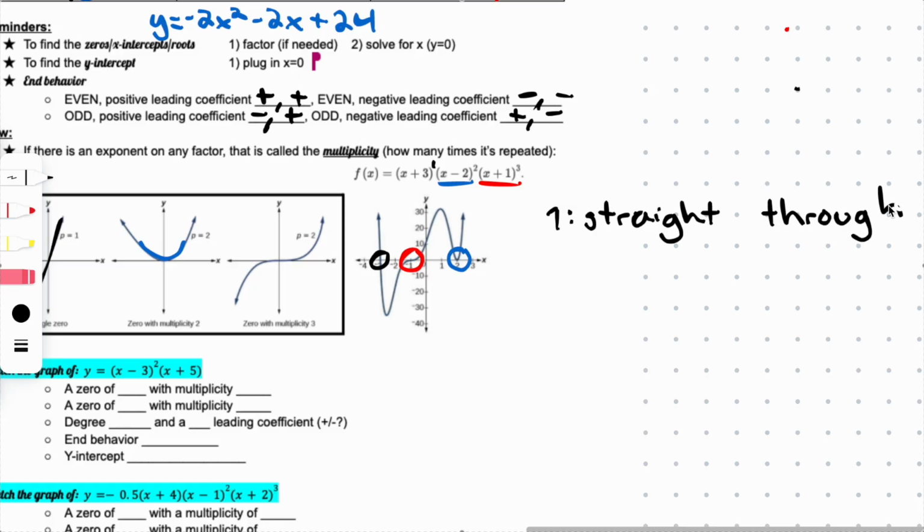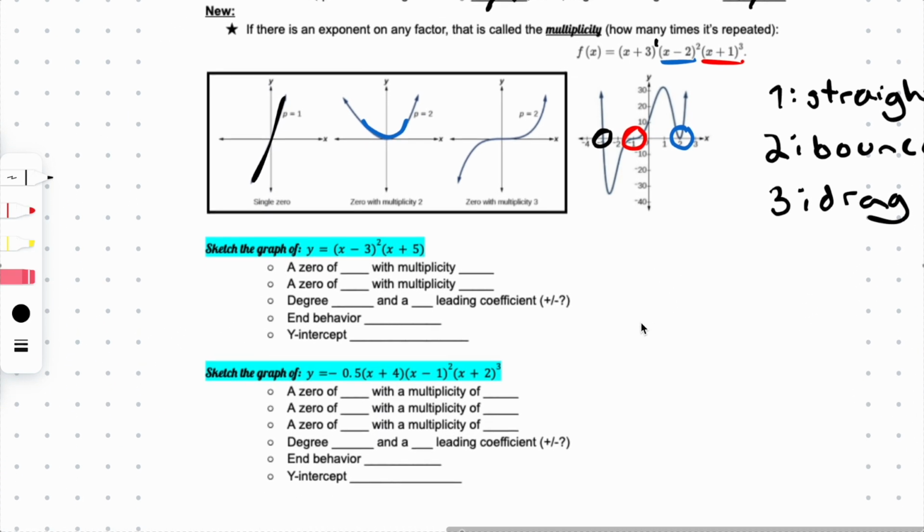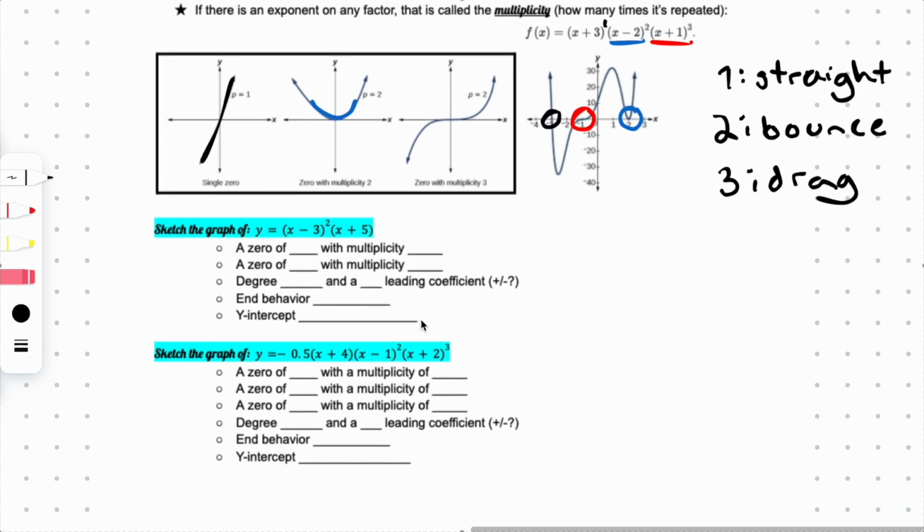Straight through. If we have a multiplicity of 2, we bounce. If we have a multiplicity of 3, we drag. Okay, great. So now let's sketch the graph of y equals (x minus 3) squared times (x plus 5) using some of this information we just learned.